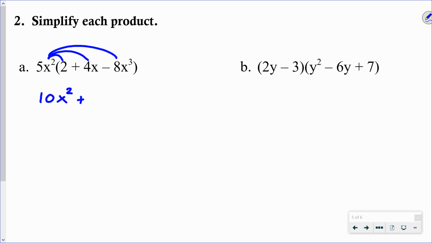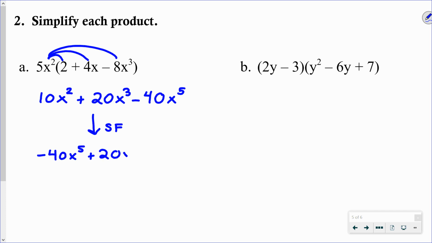So we do 10x to the second plus 20x to the third minus 40x to the fifth. However, unfortunately, this one is not done because we have to convert it to standard form, which means we're going to completely reverse it. So I have negative 40x to the fifth plus 20x to the third plus 10x to the second. So always be aware you want your answer in standard form.